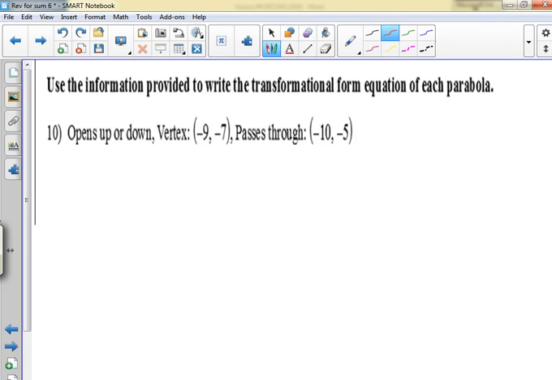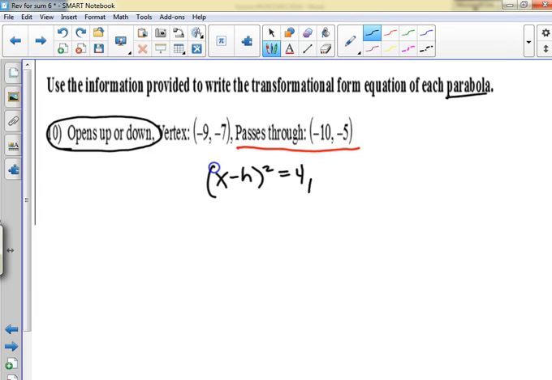I know on the video and on the homework, you had to do some horrible things when they gave you a passes through something, right? Do you remember those horrible things? This is much easier than what you had to do on the homework because I gave you the vertex, not the focus. So start out this equation for me. If I know it opens up or down, and it's a parabola, I have x minus h squared equals 4p y minus k. Everybody with me where I got that?